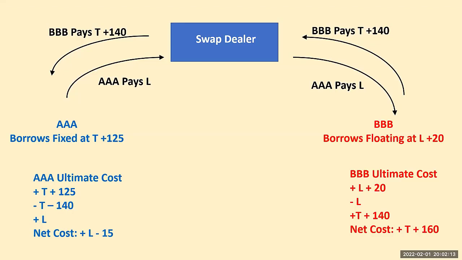All right, so AAA is fixed at Treasury, whatever the current Treasury rate is. It doesn't change as Treasury rates change. Whatever the Treasury yield is today, that plus 125 is what they're going to pay for 5 years. BBB is going to pay whatever LIBOR is and changes over time plus 20 basis points. Here's the swap dealer. The swap dealer sets up the swap so that BBB is going to pay Treasuries plus 140. And the swap dealer is going to pass that through to AAA. AAA is going to pay LIBOR, and that's going to be swapped over to BBB.